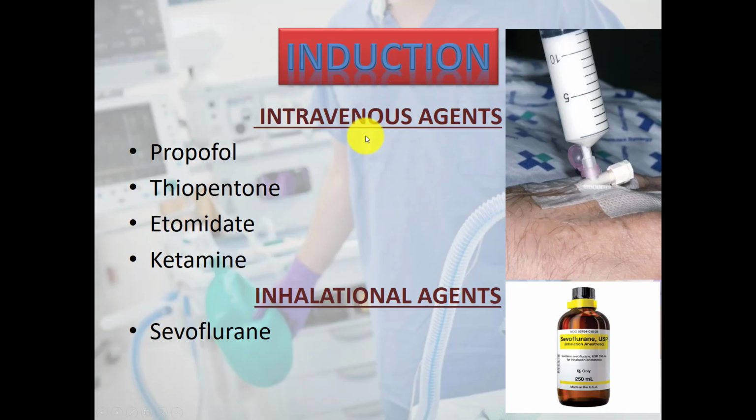So the induction agents, there are 2 types of inducing agents: intravenous agents and inhalational agents. Most commonly we use intravenous agents for the purpose of induction, but we may also use inhalational agents, for example in children. Children less than 10 years of age, we can use an inhalational agent for induction, and in those adults who don't like to be pricked by the needle, we can use an inhalational agent.